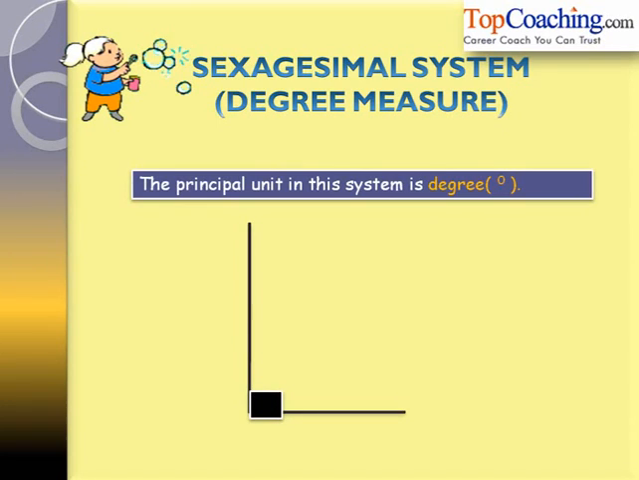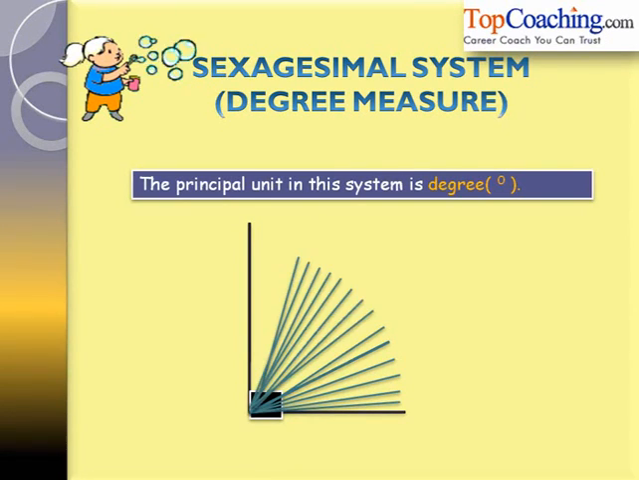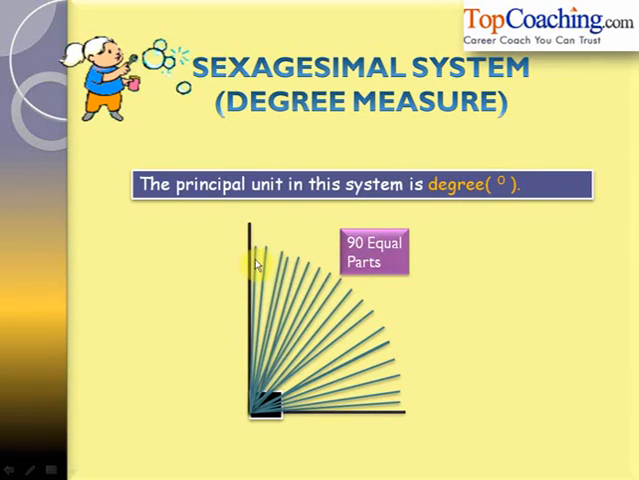Now let us say that this is a right angle, and if we start dividing this angle into equal units, you can see we are dividing this right angle into equal units such that there are 90 equal parts. So we have divided this right angle into 90 equal parts, and each of these equal parts is called 1 degree. So every equal part is equal to 1 degree.